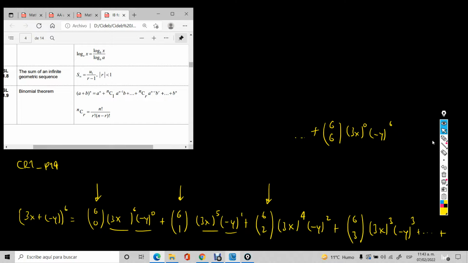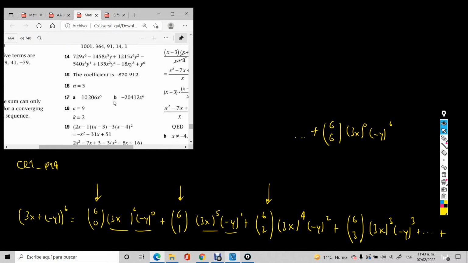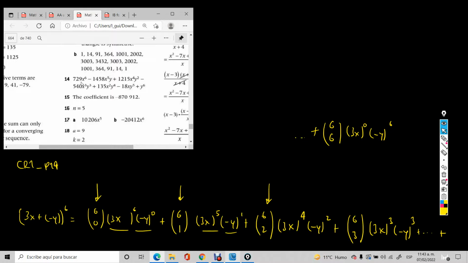And then raise 3x to the 6, minus y to the 0, 3x to the 5, minus y to the 1, and so on. And then simplify as much as possible, and you'll get down to the answer from the book. The answer from the book is correct. That long answer that is provided in here, this one, problem number 15. You should get all of this after all the simplification has been done.